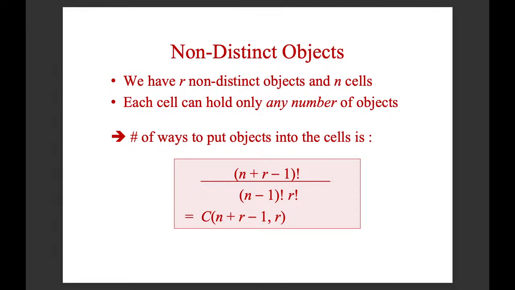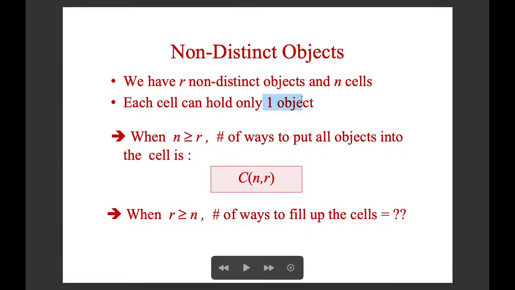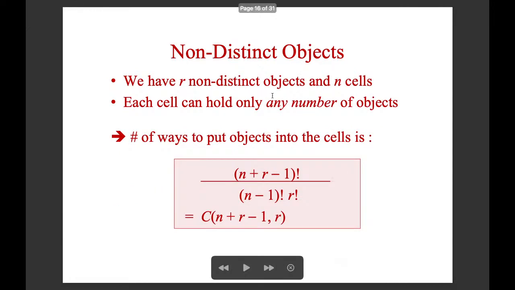And this time, here we have limits on the number of objects that a box can hold, but then here we don't have any limit. So suppose that the number of objects in a box can be any number from 0, 1, 2, 3 up to whatever. And so again, we have R non-distinct objects, and we want to put them into n cells. So how many ways are there? In this case, it is n plus R minus 1, choose R.